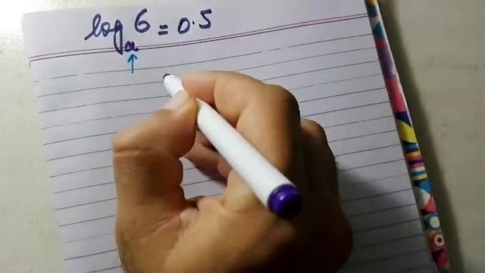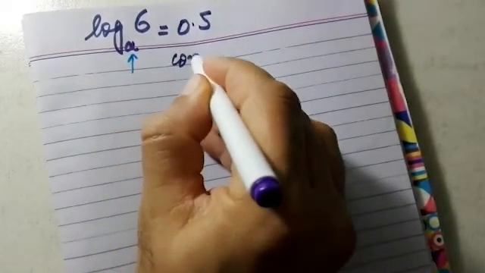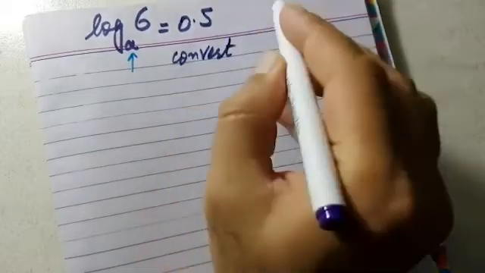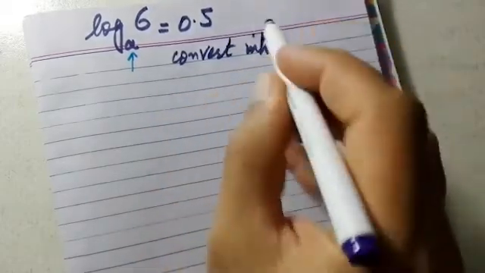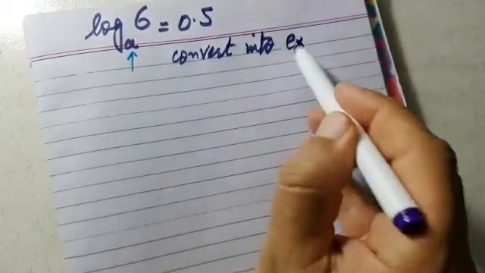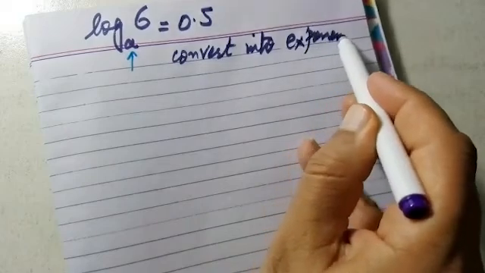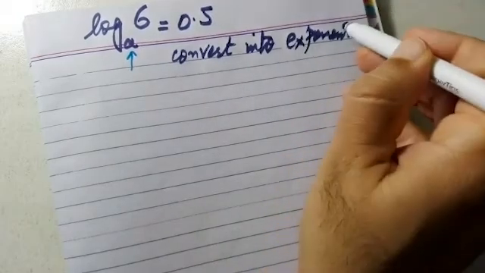Log 6 base a is equal to 0.5. Now in this part, the point which I want to explain is that this a, which is required to find, is the base of the logarithm. Fine. This is a, and again we have to solve it. So solve means that we have to find the value of a.